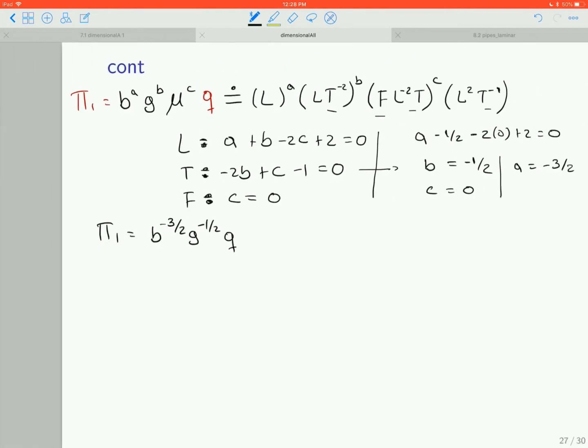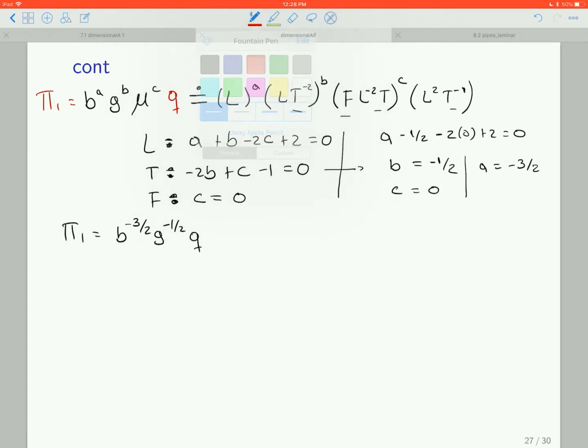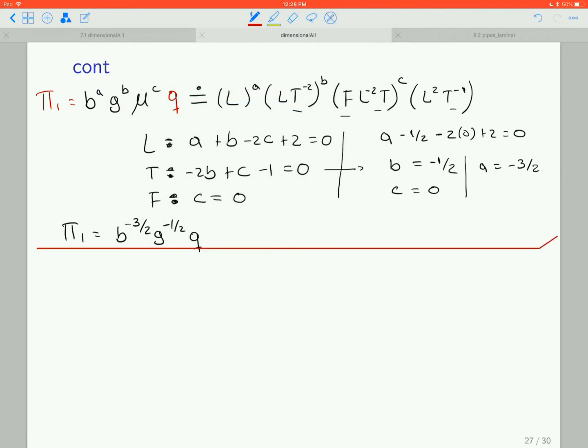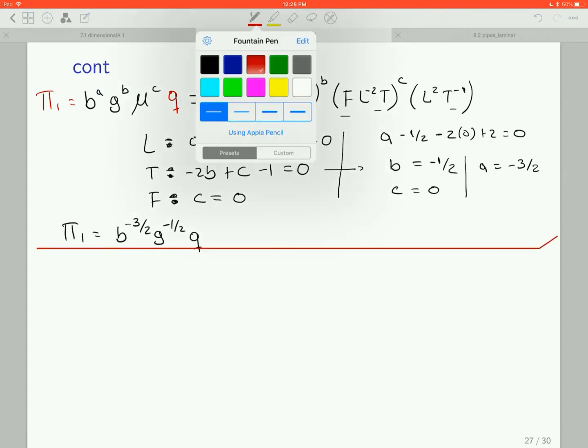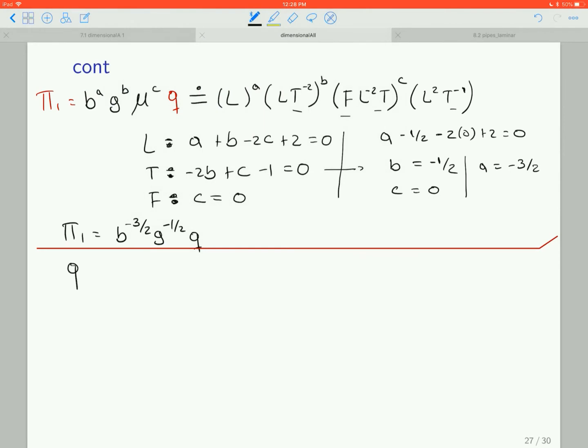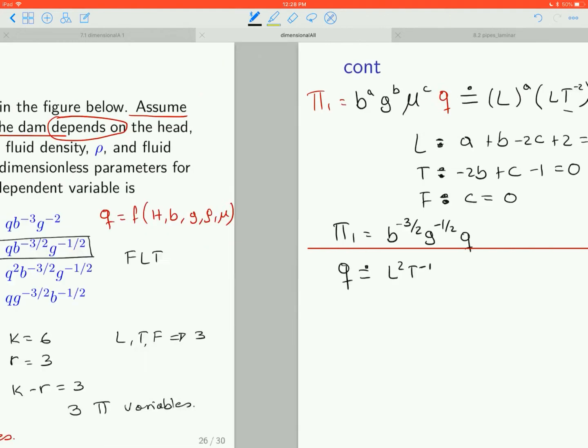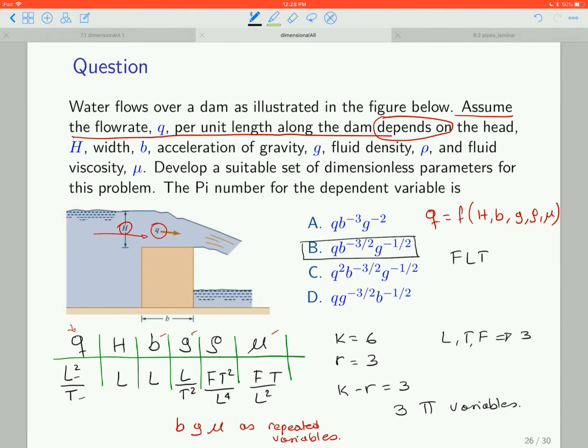Okay, we can also try a different approach to get the solution, by inspection. So how do we do it by inspection? We start with Q because it's the one that is being asked. The dimensions of Q are L squared T to the minus 1. So we have L and time, so we have to multiply by something with time and L. To cancel, we can actually use g.